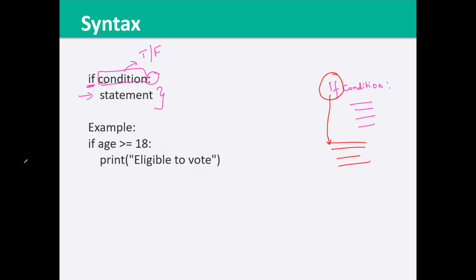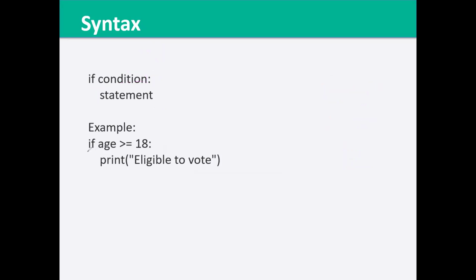Okay, let's see one by one. Let's see an example for this first. If age is greater than or equal to 18, this is my condition. See, if is my keyword and age is greater than or equal to 18 is my condition. As I said, colon is mandatory. After the colon, you can see the indentation, which means this particular print statement belongs to this if condition. The print statement prints whatever is present within the double quotes, so it says "eligible to vote".